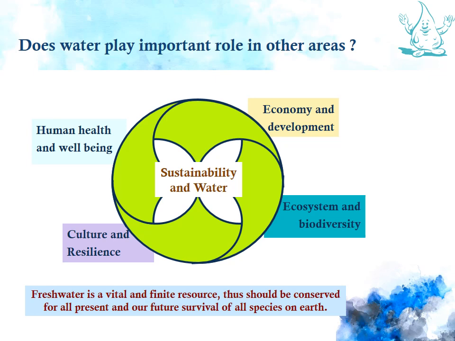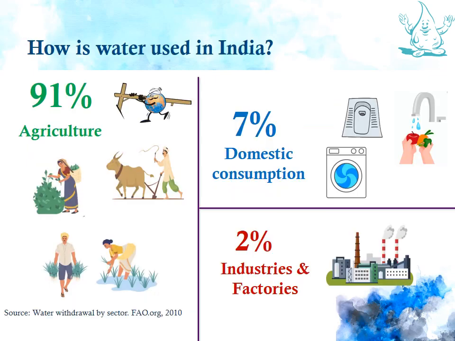Hence, it is absolutely necessary to conserve water for our present needs and the future survival of all species on Earth. Now that we have seen the multidimensional role of water, let's specifically look at how water is used in India. Did you know that of all the fresh water available in India, 91% is used for agriculture practices and 7% of water is used daily for washing, bathing, cooking? The remaining 2% is used in industries for production and transportation.